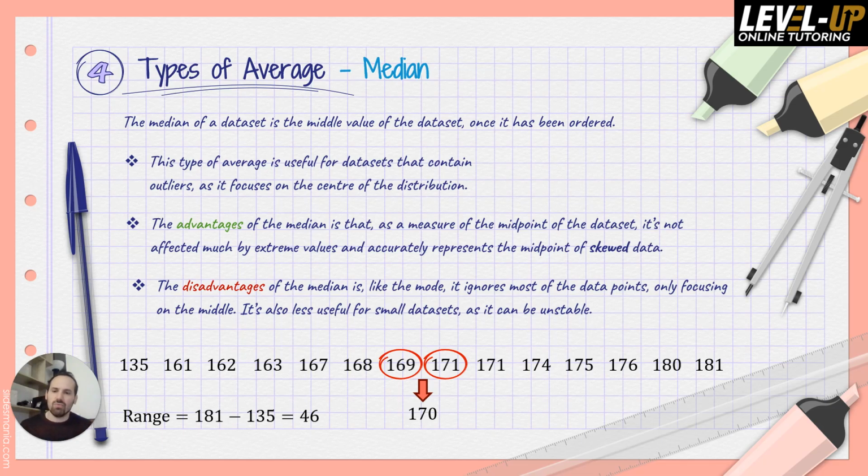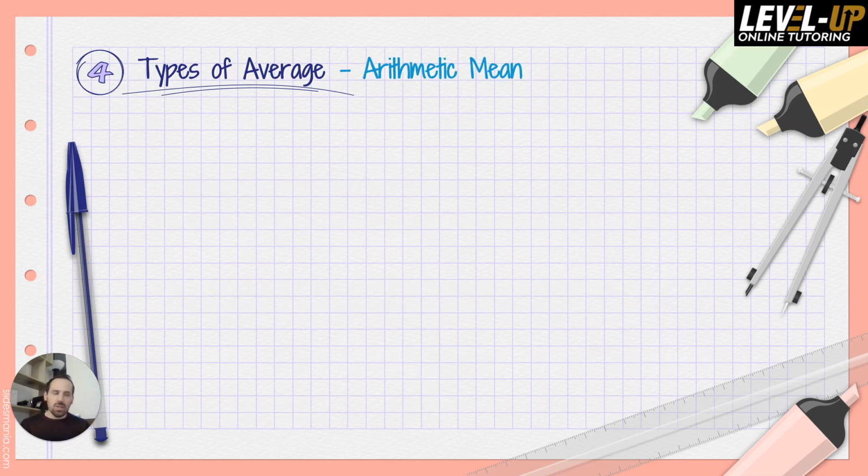And one more thing to know: once you've got it ordered like this, you can easily calculate something known as the range, which is the difference between the highest value and the smallest value. So that's a handy thing to work out once we've got it ordered, and the range gives us a useful metric for measuring our data as well. So let's look at mean.